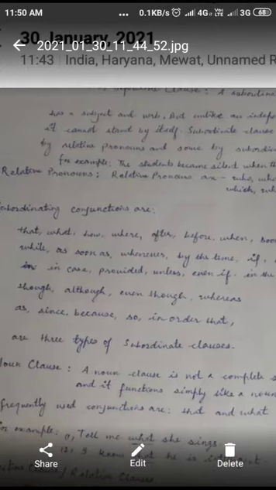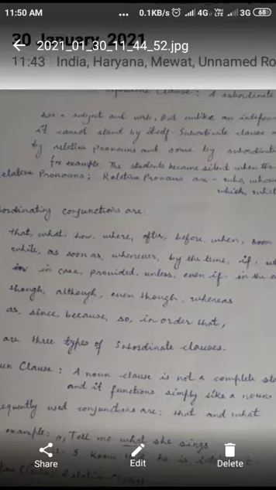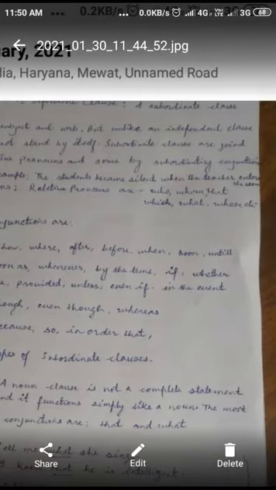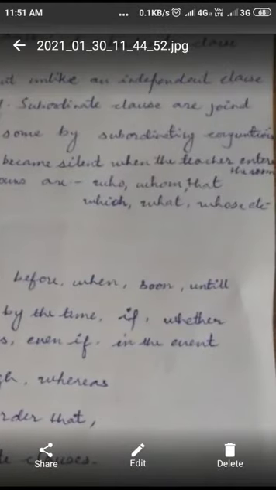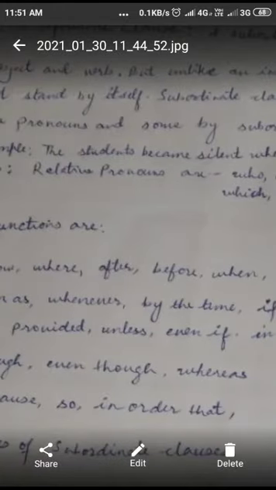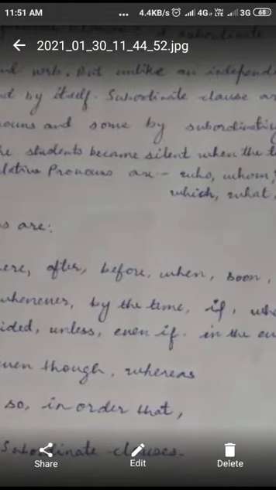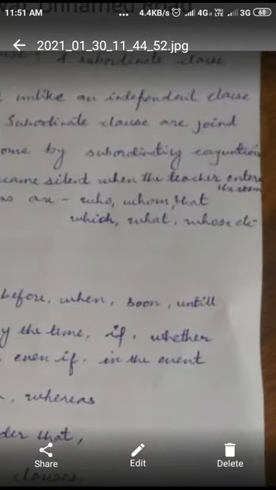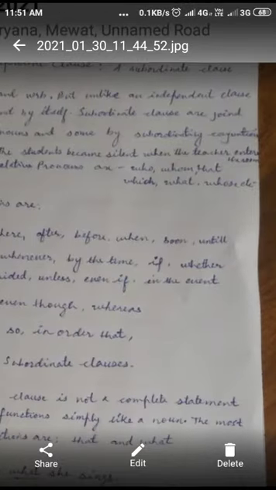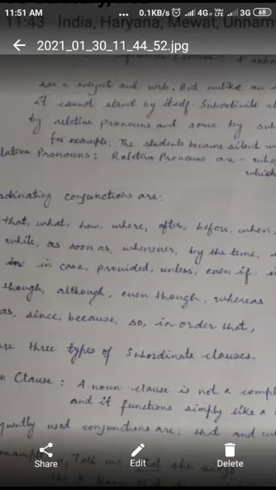पहले हम जाएंगे रिलेटिव प्रोनाउंस क्या होते हैं. रिलेटिव प्रोनाउंस के थ्रू ये जुड़ते हैं. Relative pronouns are who, whom, that, which, what, whose, etc. Means if the two sentences or two clauses are joined by these relative pronouns, this is a subordinate clause. This is a dependent clause.